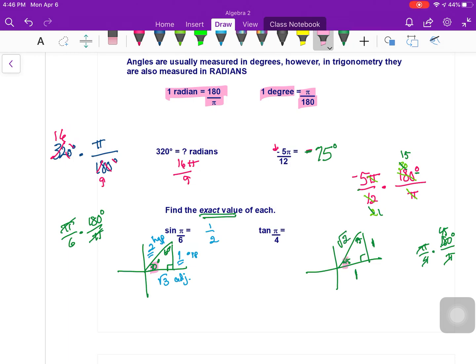Again, my theta is always going to be down here. So the tangent is opposite over adjacent. So here's my opposite, here's my adjacent, and here's my hypotenuse. Opposite over adjacent is 1 over 1, which equals 1.